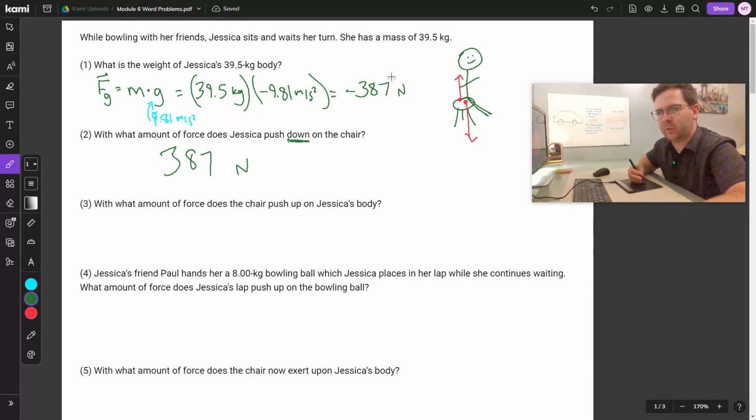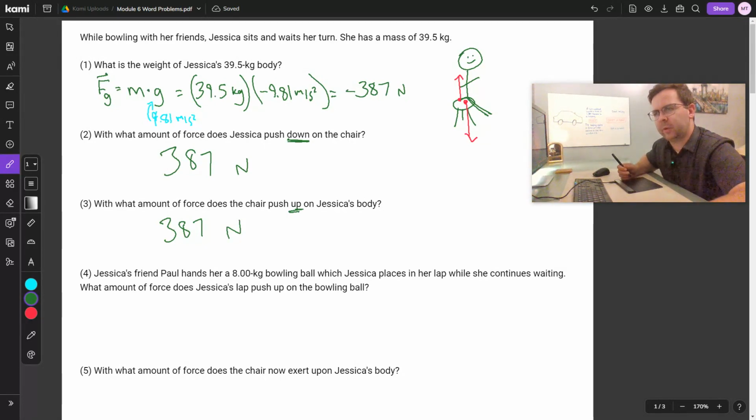And then the third question says, with what amount of force does the chair push up on Jessica's body? The chair is going to be balancing the amount of force pushing down. And this is what Newton's third law has always said. The amount of force that you push with, there's an equal and opposite amount of force pushing back. And so that's going to be the same answer, 387 newtons, this time up on Jessica's body.